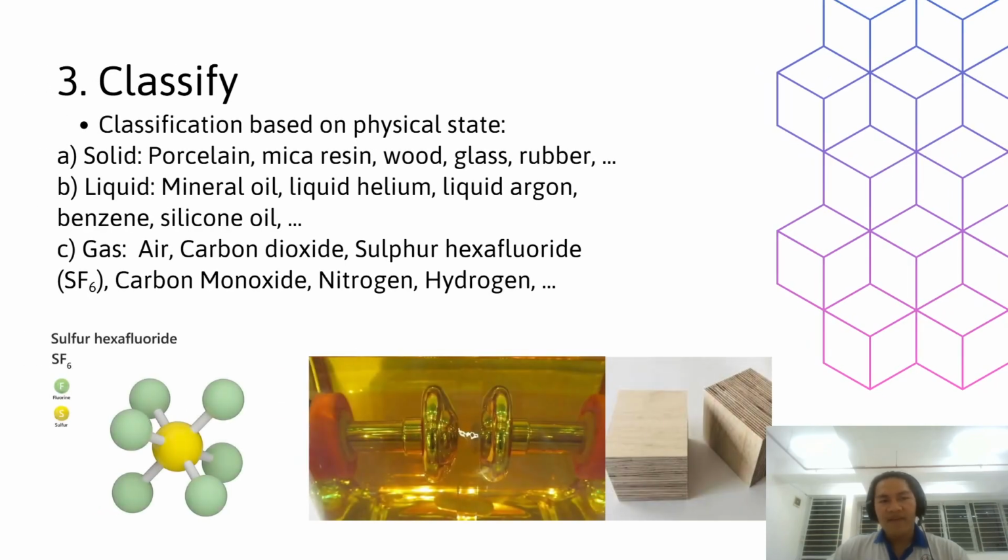3. Classification. First is the classification based on physical state. A. Solid. Includes porcelain, mica, resin, wood, glass, rubber. B. Liquid, with mineral oil, liquid helium, liquid argon, benzene, and silicone oil. C. Gas. Includes air, carbon dioxide, sulfur hexafluoride, carbon monoxide, nitrogen, and hydrogen.